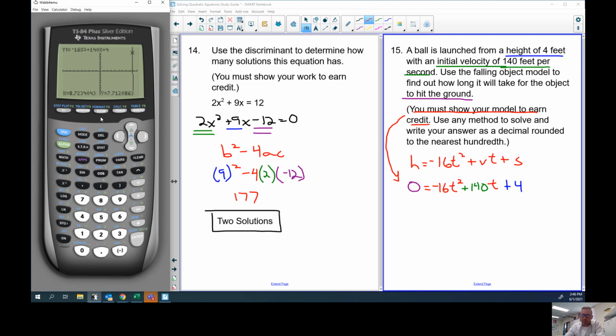Watch this. There's a calculate function. Second, calculate the zero. It says left bound. Right now, my cursor, I can move it right and left, but right now I am left of the answer. So enter. And then it says right bound. If I just hit to the right once, it jumps. I know it's right of it because this y value is negative. I can hit enter again. If I hit enter a third time, it gives me the answer. The answer is t is about 8.78 seconds.